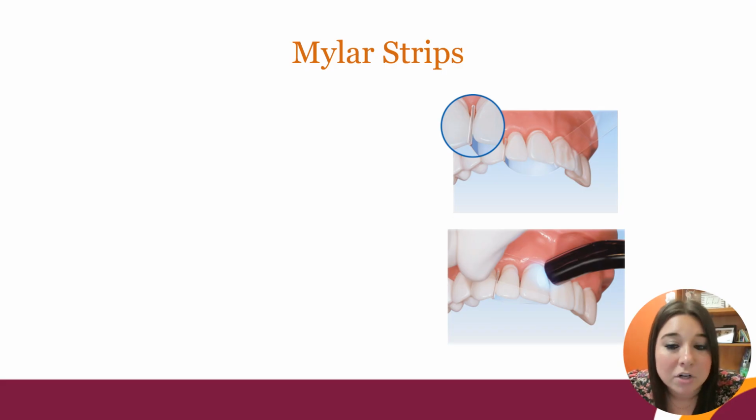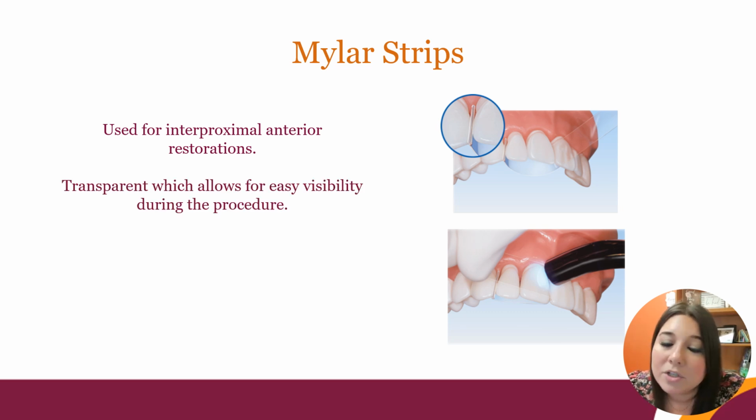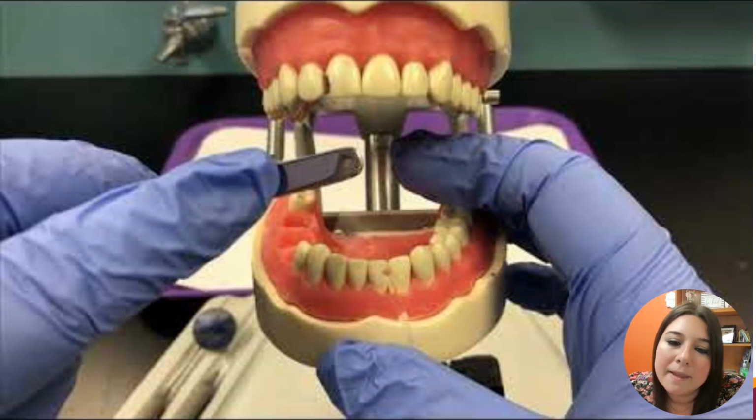And then we have Mylar strips. These are used for interproximal anterior restorations. They are transparent, which allows for easy visibility during the procedure, and you can cure through them effortlessly as well. They can be custom cut to size. If you need a little piece, you just tear off a little piece. If you need a bigger piece, you tear off a big piece. Super customizable. And again, I'm going to skip the video, and be sure to check it out in the materials and resources folder.